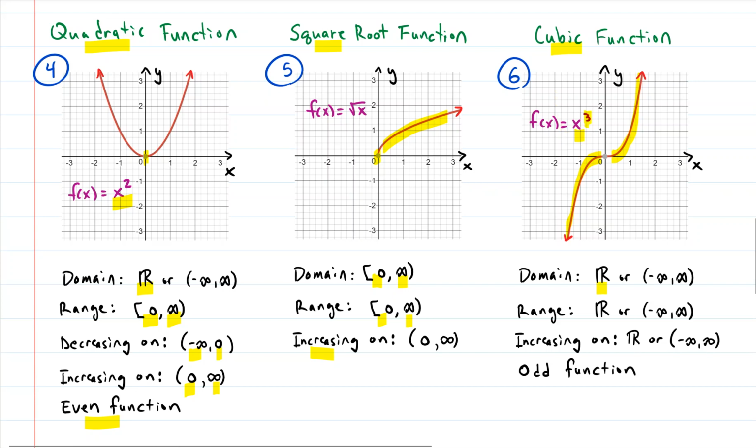So domain, all real numbers. The range is also all real numbers. It's increasing everywhere from negative infinity to positive infinity. And it is an odd function, so it has symmetry about the origin.